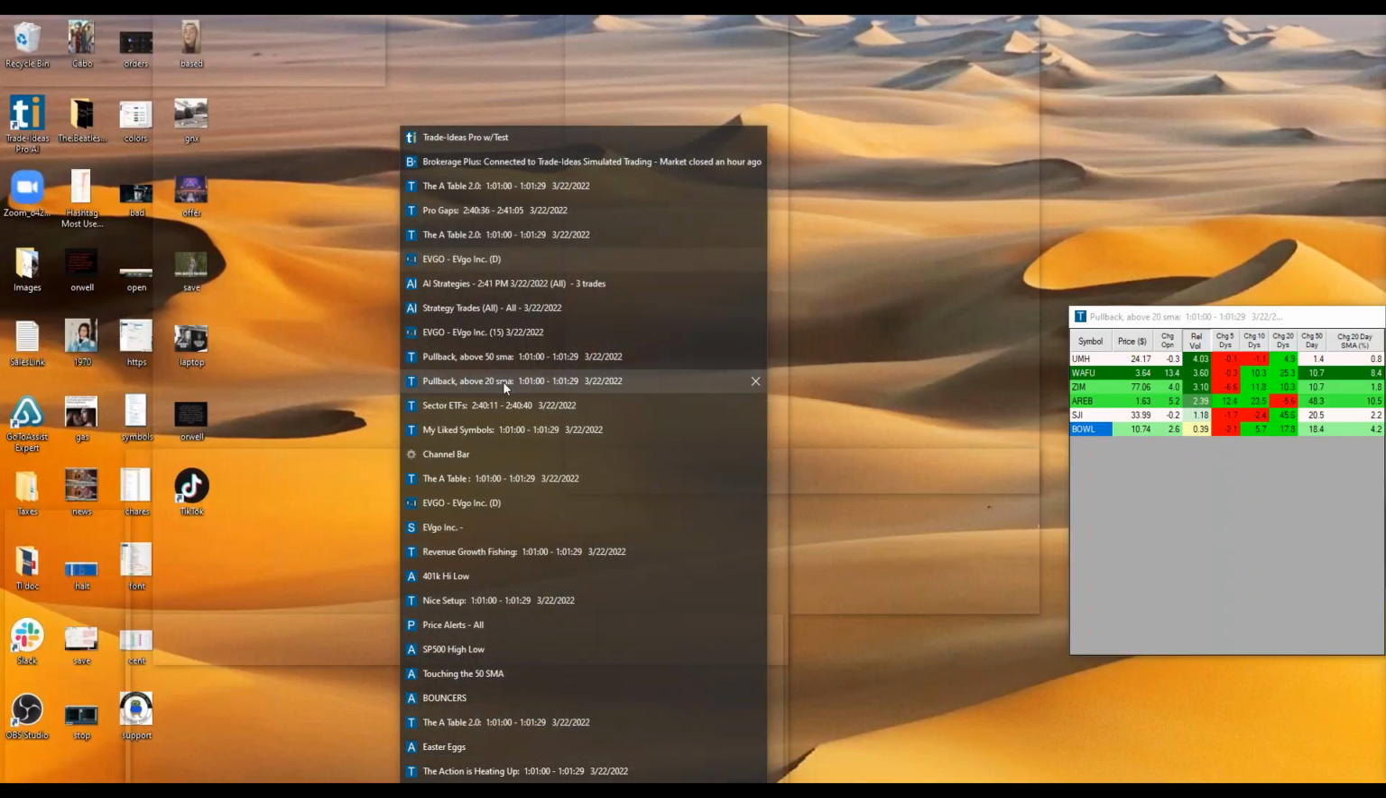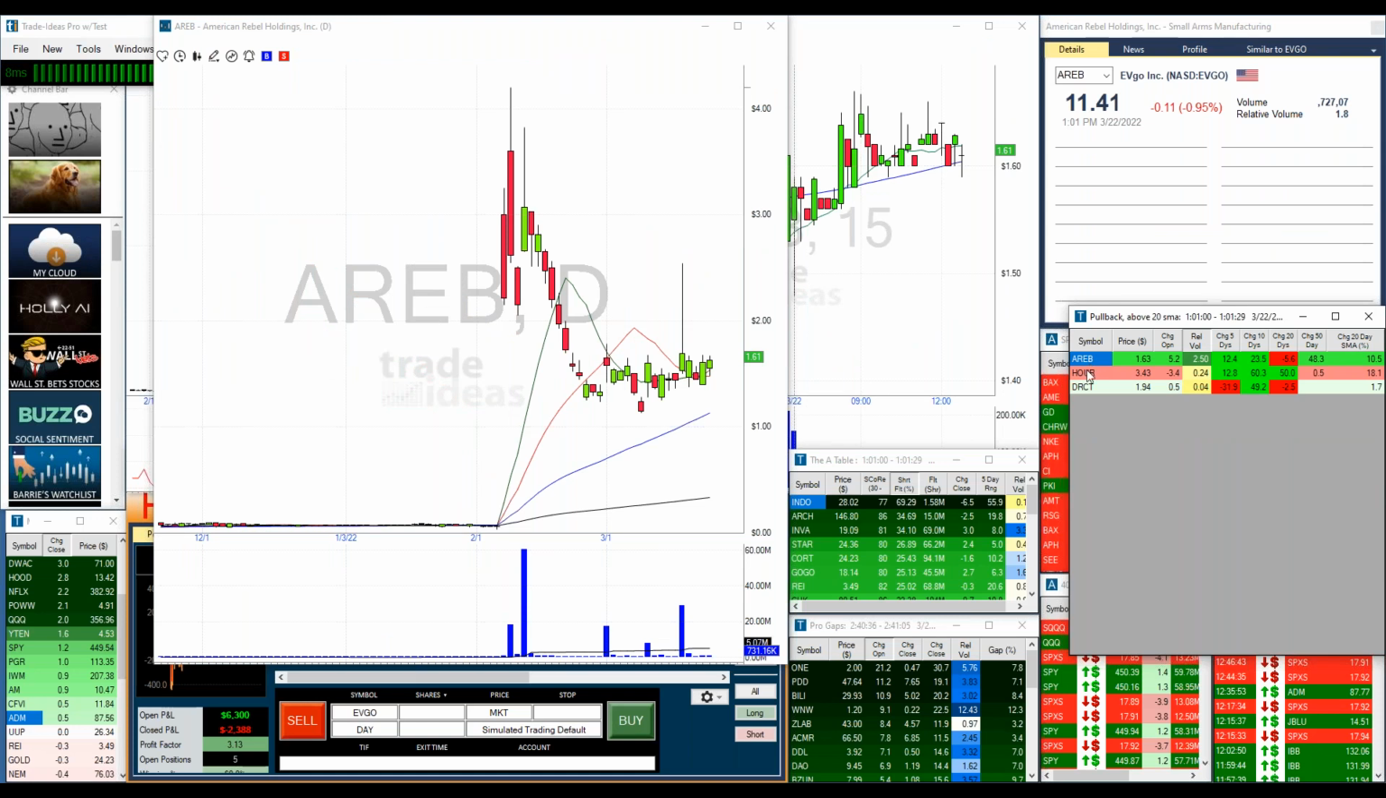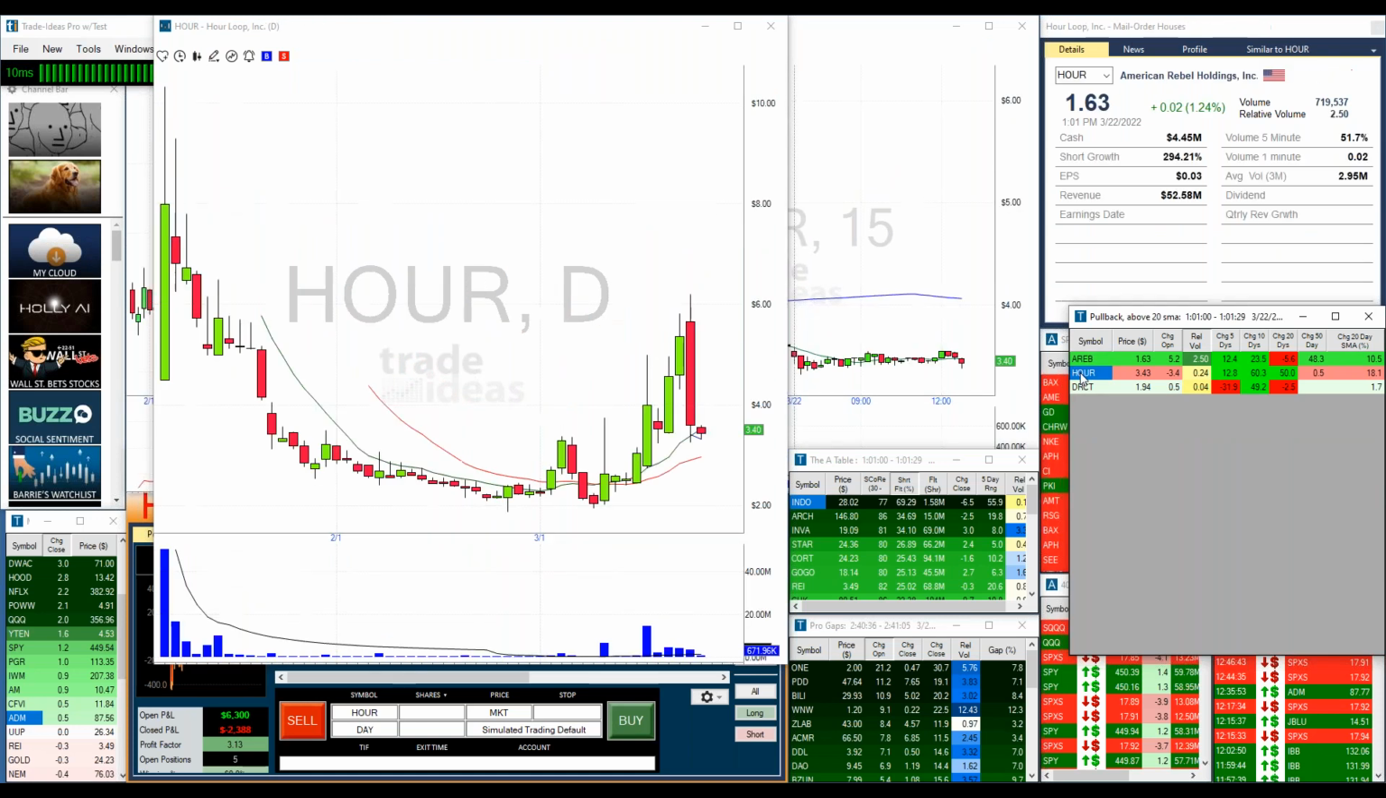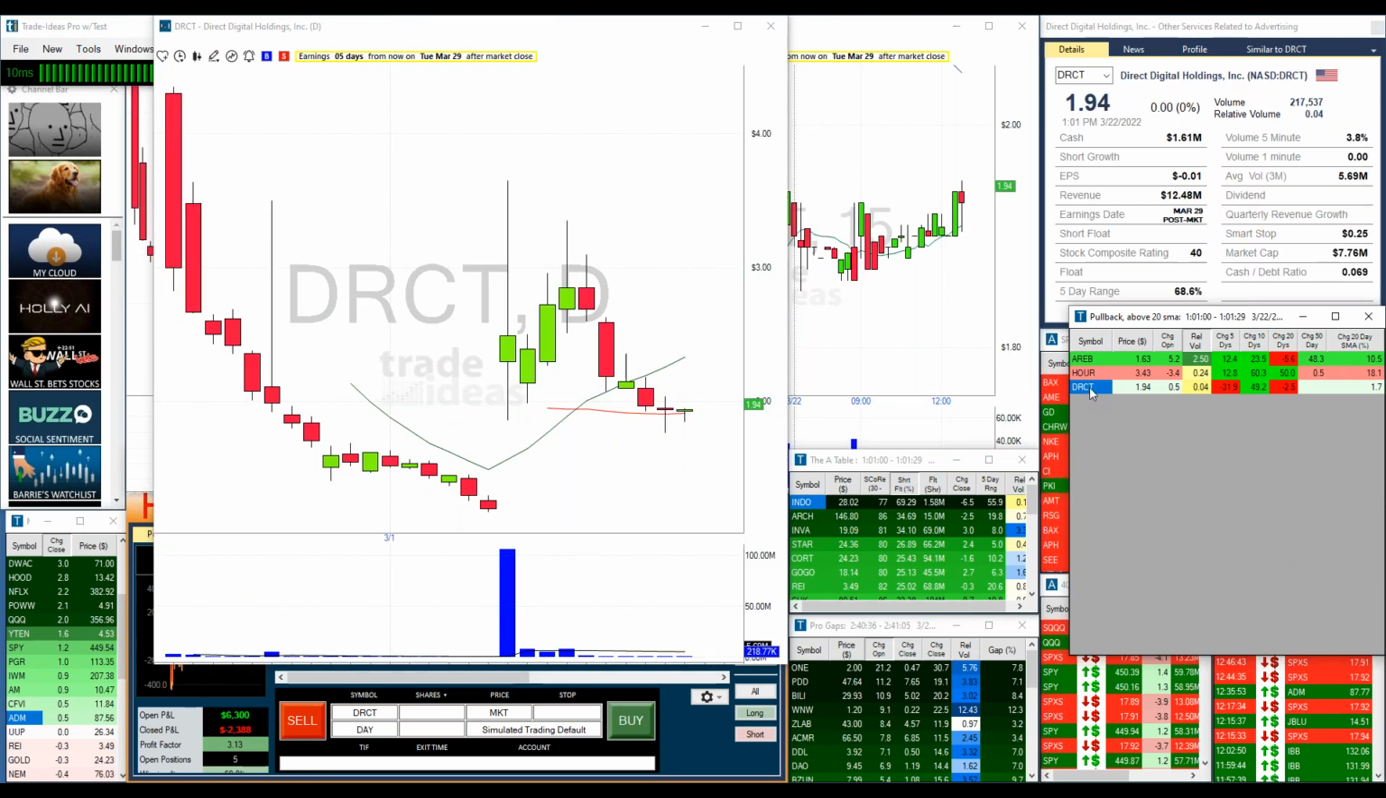A lot of people don't think that way, but boy, when you're right and it pulls back to the 20 and turns and reverses, you get a great entry. You can actually add to your position.